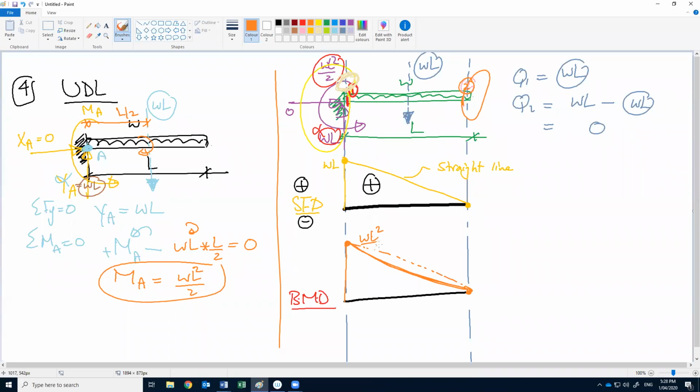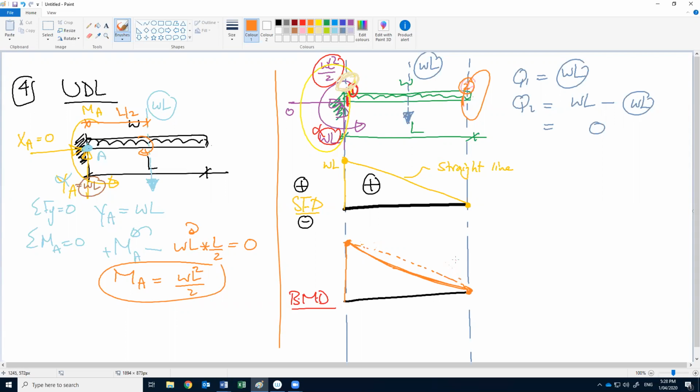How do you know which way the parabola goes, above or below? That dotted orange line, how do you know whether it is convex or concave? What do you think? Because it is second degree, it should be like this, concave. It should be tangent at the far end, where the load is 0.